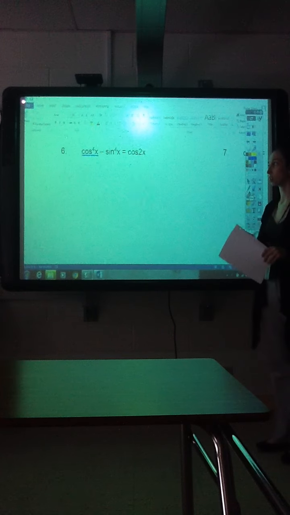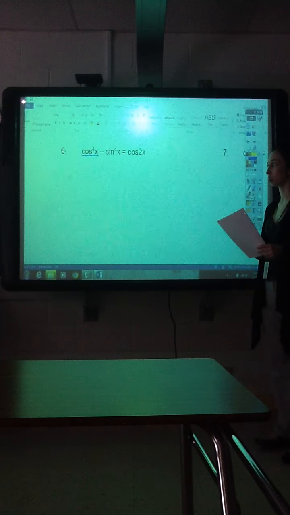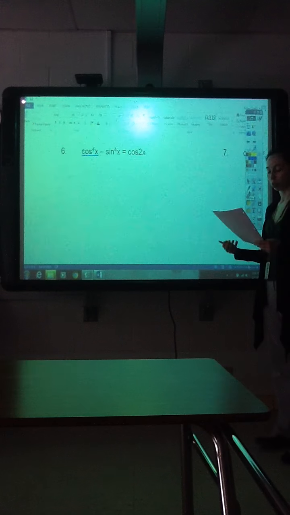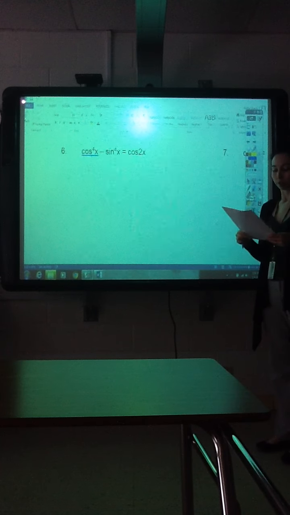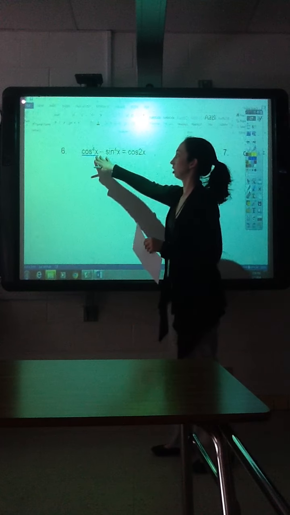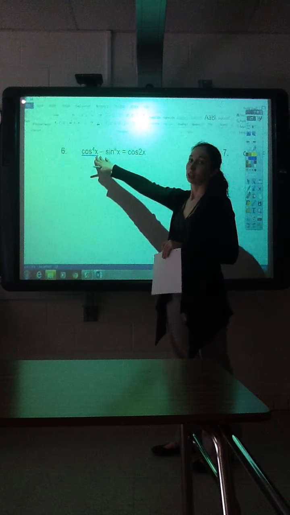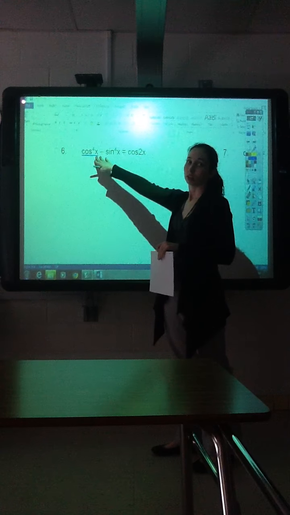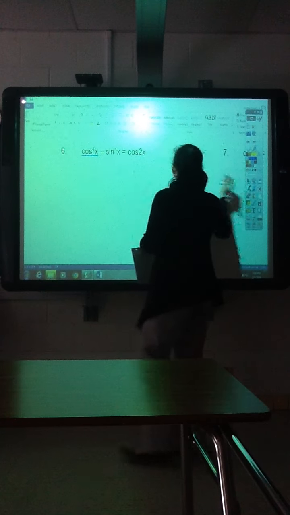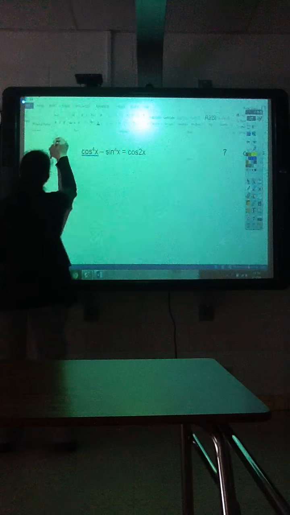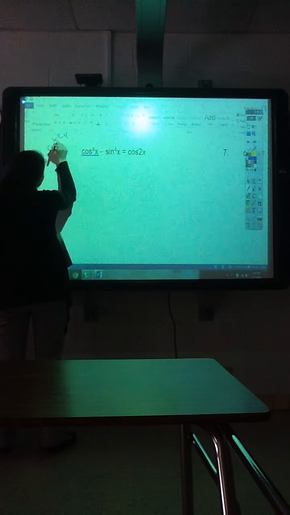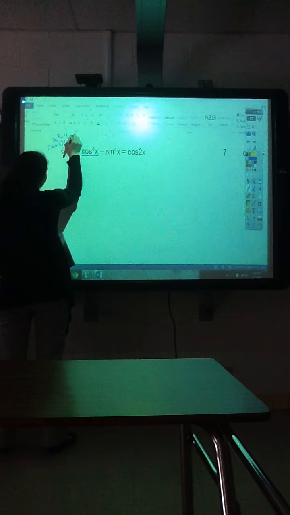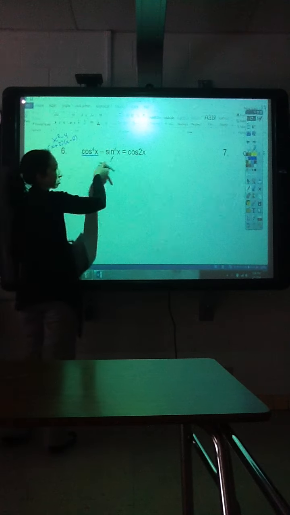So if you look at number 6, it says cosine to the 4th minus sine to the 4th equals cosine of 2x. So the first thing you need to realize is that that is a difference of squares. So much like we would before, if you had an x squared minus 4, you would say, oh, that's x plus 2, x minus 2. We can do the same thing on this side.